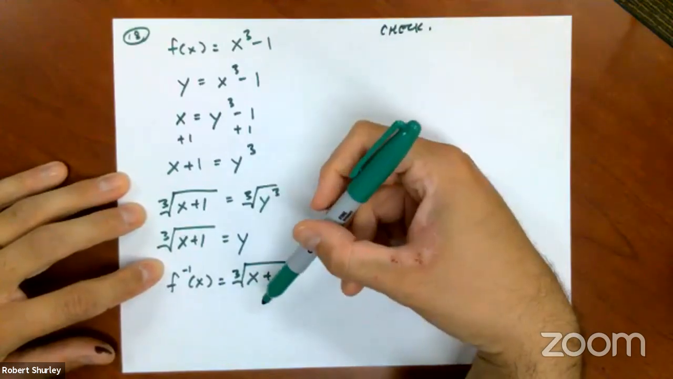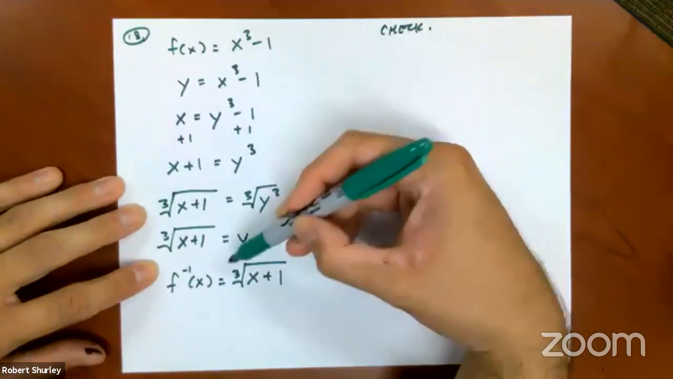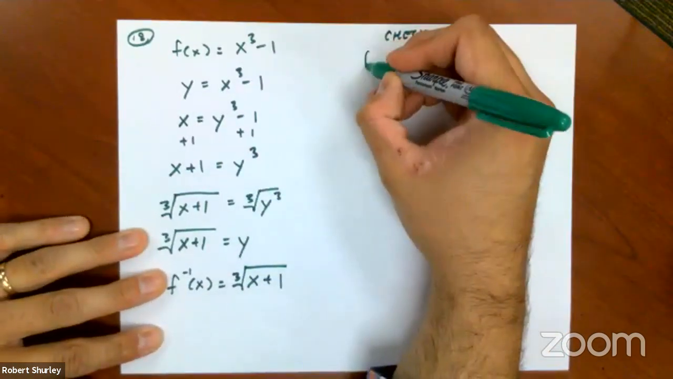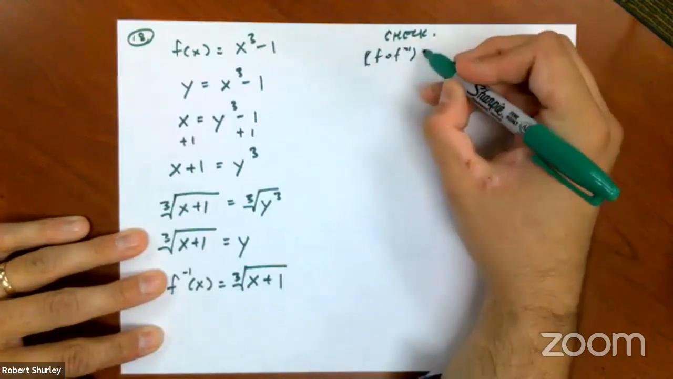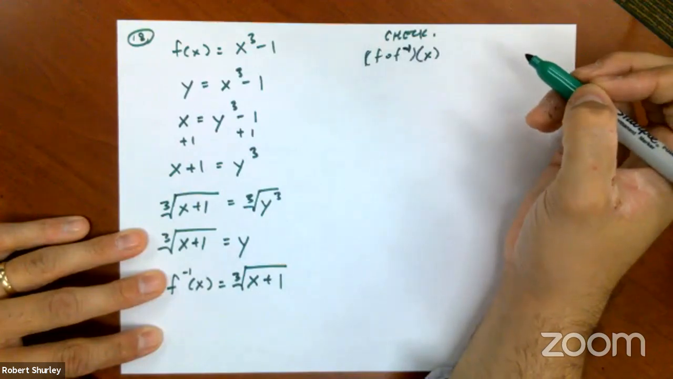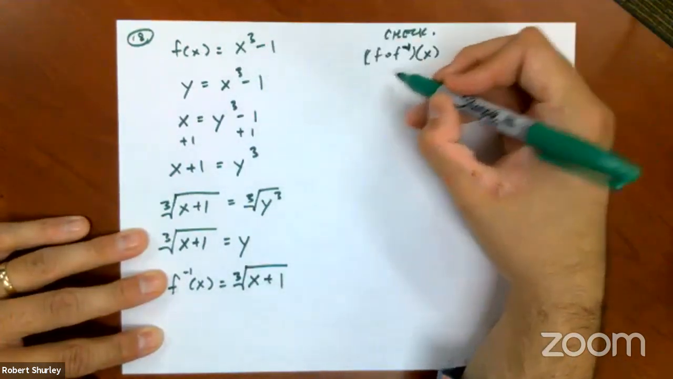Now, I'm going to check it by composition. So I'm going to plug the inverse into the f. So f composed of the inverse. When I do that, I'm going to take this and plug it into here.